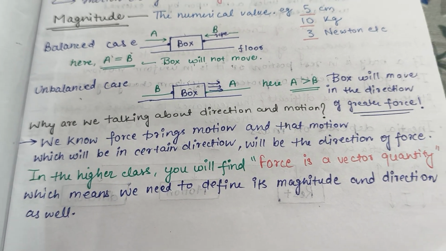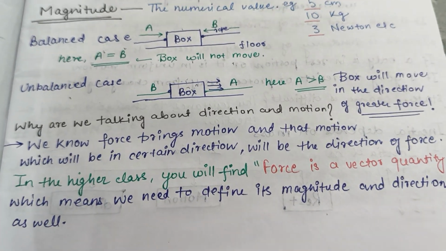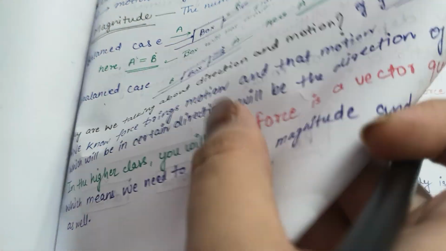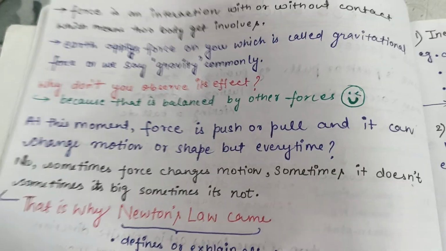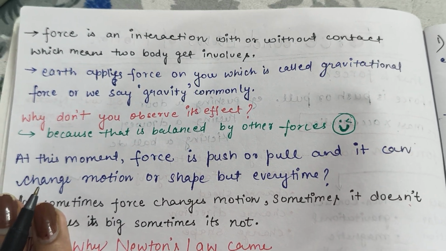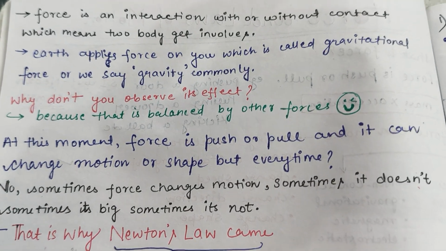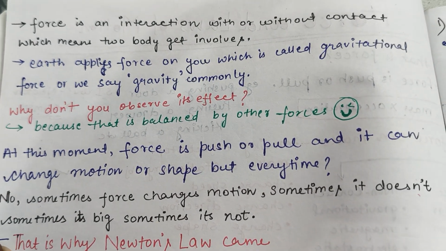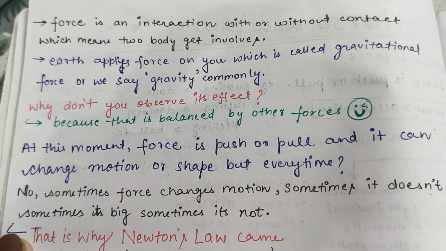In the higher classes, you will find force is a vector quantity, which means we need to define its magnitude and direction as well. So force is the interaction. Now, do you know what is interaction? Interaction is when two or more bodies are involved with each other. So force is the interaction with or without contact, which means two or more bodies get involved.